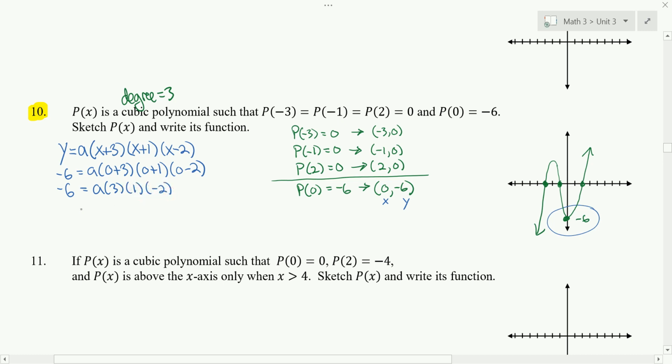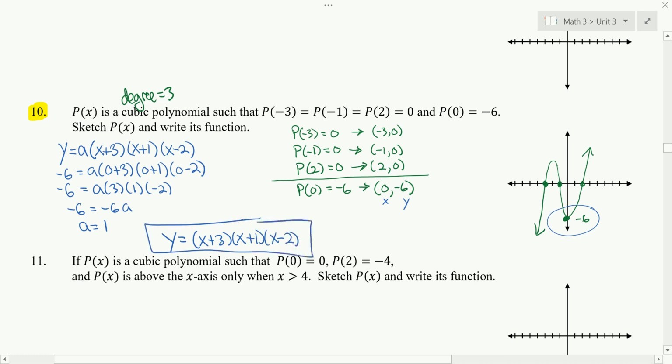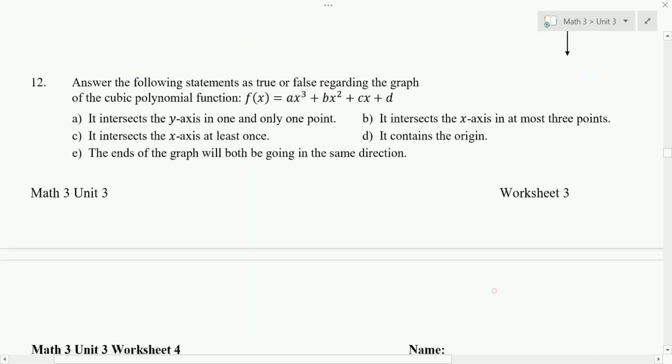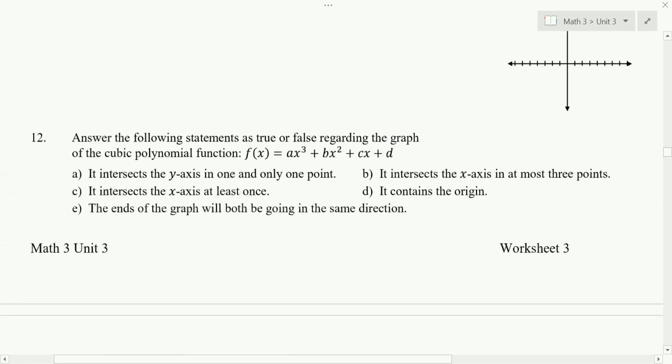And we end up with negative 6 equals negative 6 times a. So a is going to be 1. And so our equation is y equals 1, but I'm not going to write the 1, times x plus 3 times x plus 1 times x minus 2. And we'll stop there.